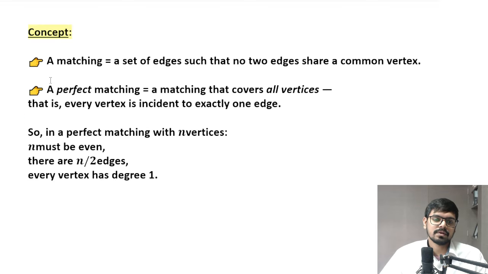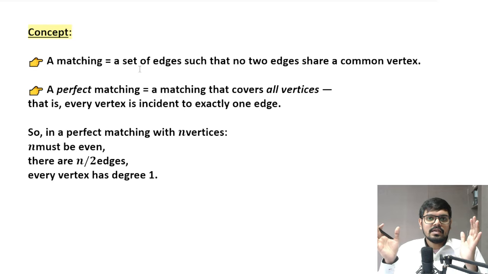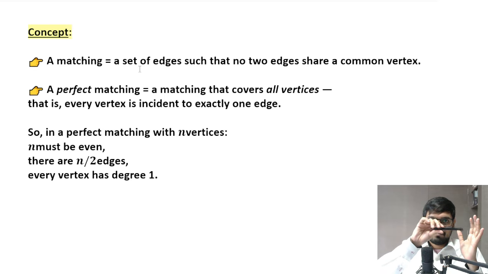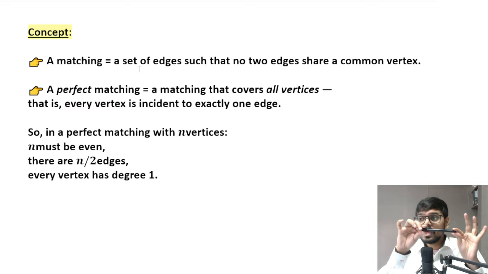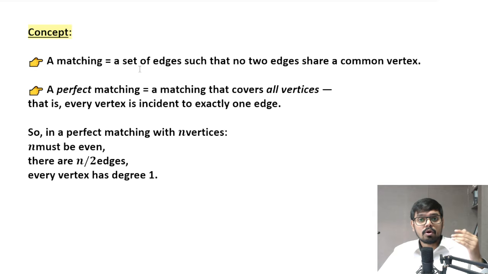We have a concept. Matching means a set of edges such that no edges share a common vertex. Remember, matching means what? You will have a set. That set will have what? Vertices or edges? Focus on edges. That set will have edges. But suppose that set has only one edge, then no issue. That is always matching. But if it has two edges, then it may or may not be matching.